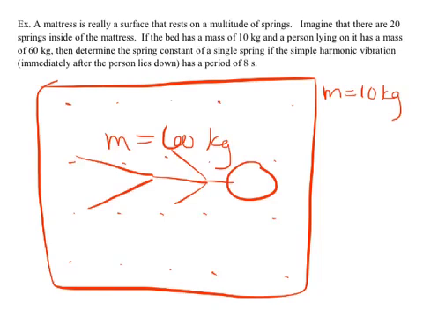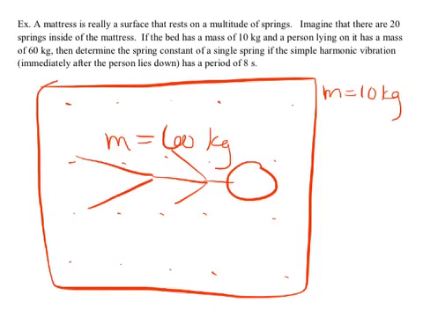the simple harmonic vibration, which just means the spring's vibrating, okay? If the simple harmonic vibration, and in parentheses you're going to see immediately after the person lies down. So it's going to damper out. You lay on a bed, it's going to vibrate for a second, right? You'll feel that, but it'll stop. But imagine immediately when you lay on it, it's going to have some oscillation.